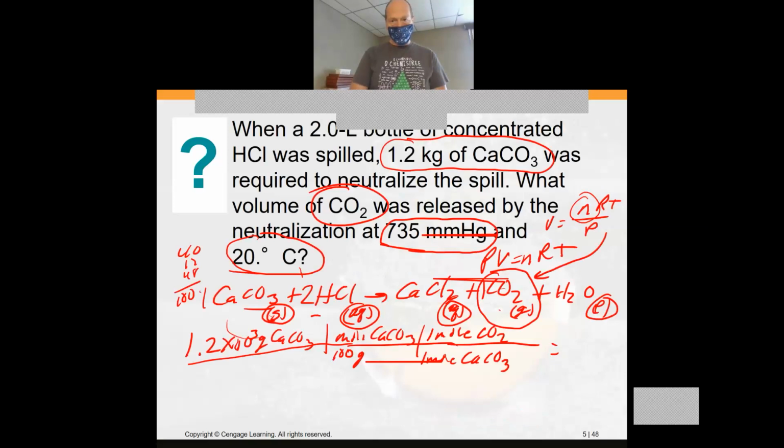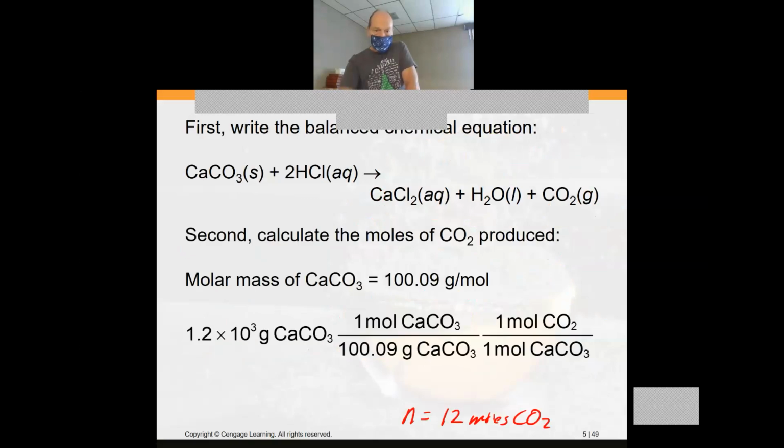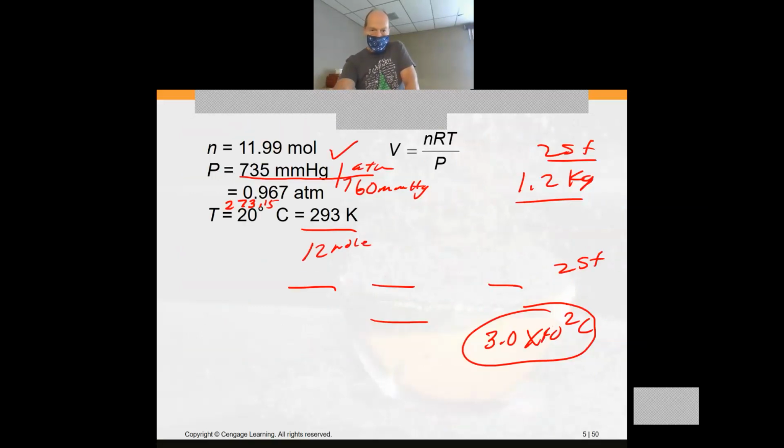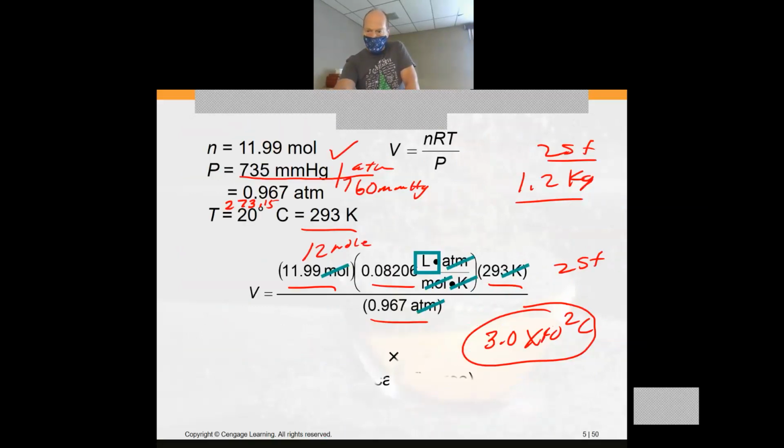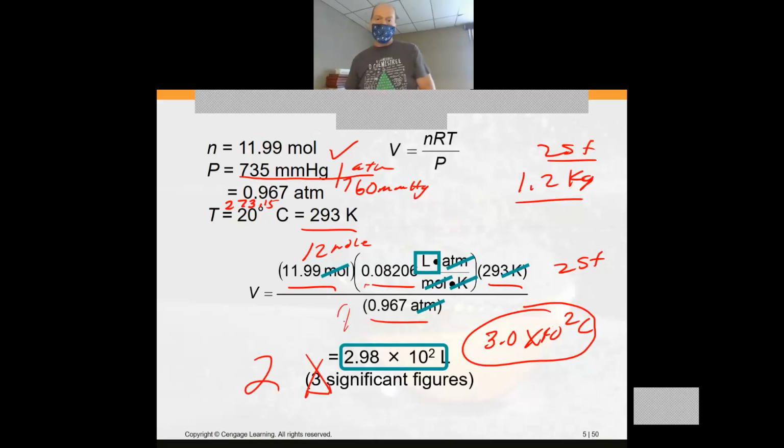Go back to the original question. Yes, 1.2 kilograms. That is 2 sig figs. So again, the answer should be to 2 sig figs, but they gave it to 3. And not only did they give it to 3, they actually said it's 3. That is wrong. 2 sig figs: 3.0 times 10 to the second liters. It is 300 liters of CO2.